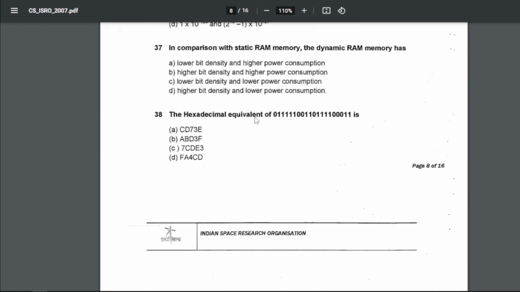Question number 37: in comparison with static RAM memory, the dynamic RAM memory has what? So basically the answer is B, that is higher bit density and higher power consumption. Again, in comparison with static RAM memory, the dynamic RAM memory has higher bit density and higher power consumption, right?